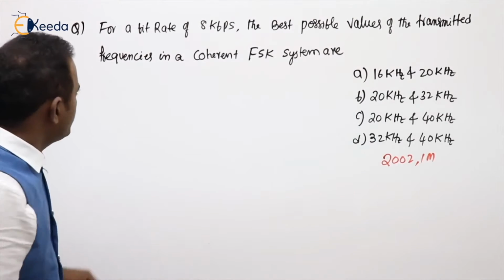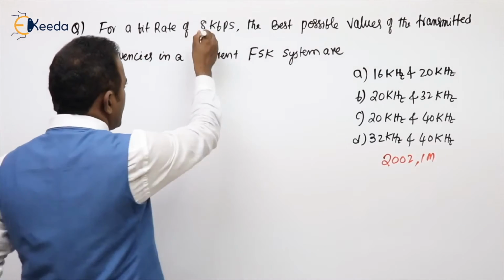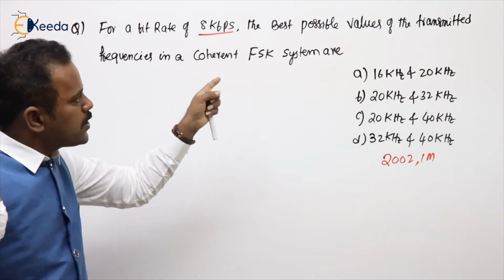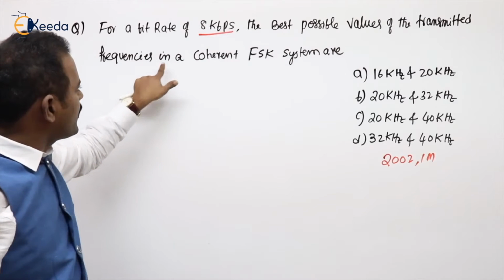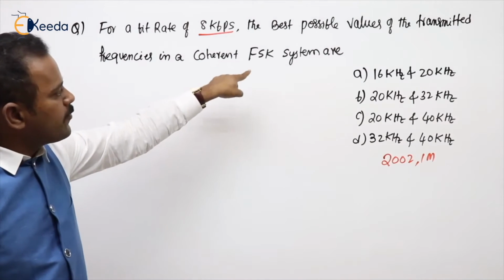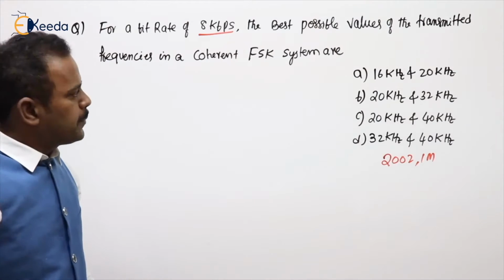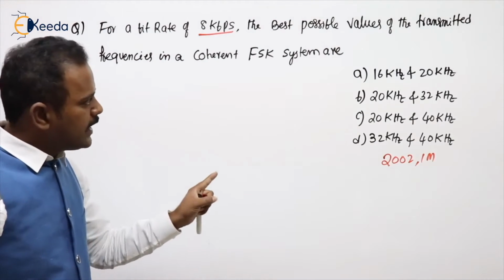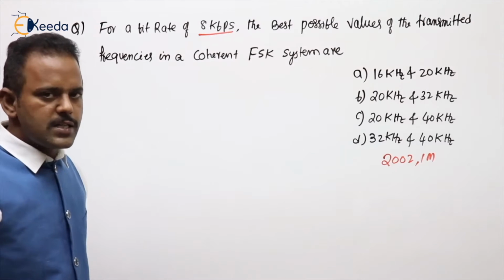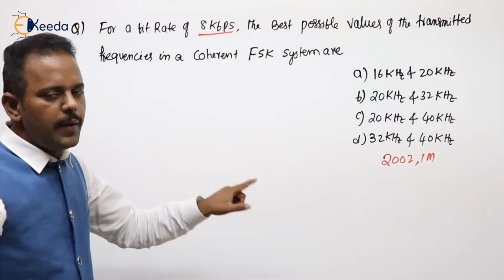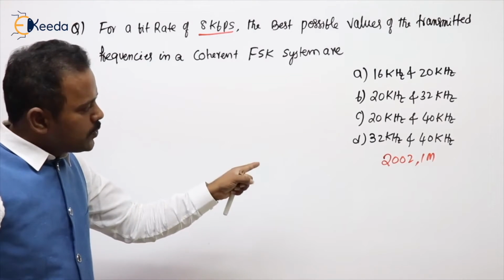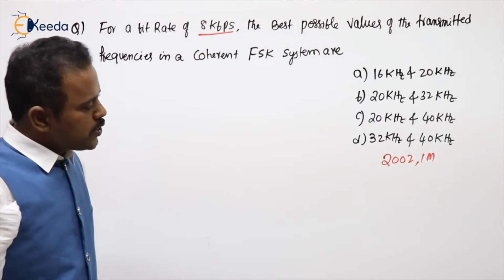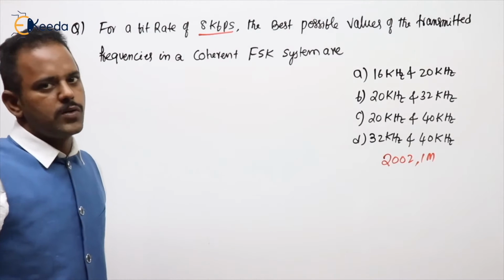See the next problem. For a bit rate of 8 kbps, the best possible values of the transmitted frequencies in a coherent FSK system are: option A 16K and 20K, option B 20K and 32K, option C 20K and 40K, option D 32K and 40K. This question was asked in the GATE 2002 examination for 1 mark, students.